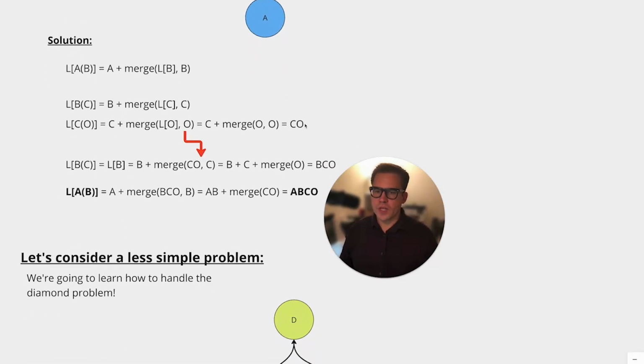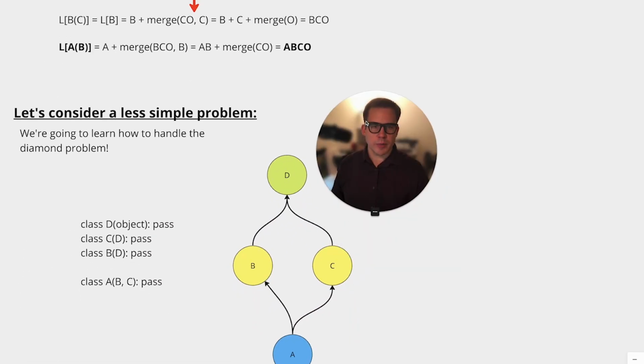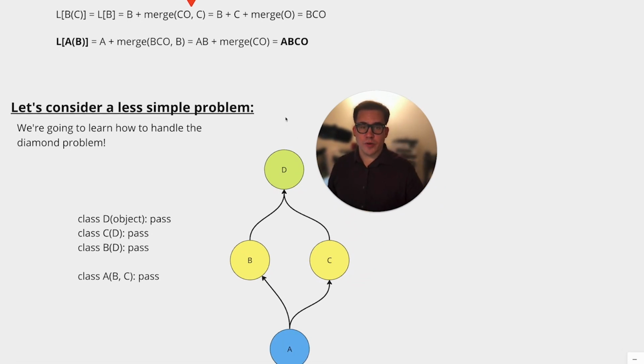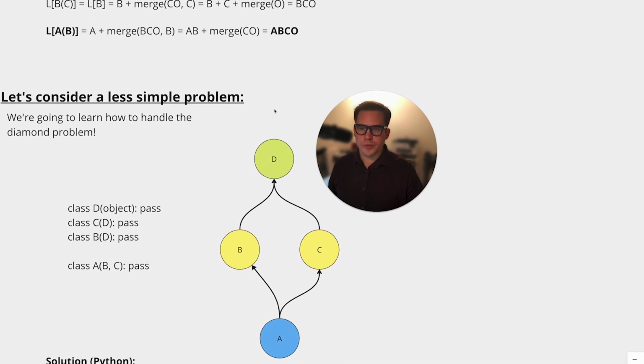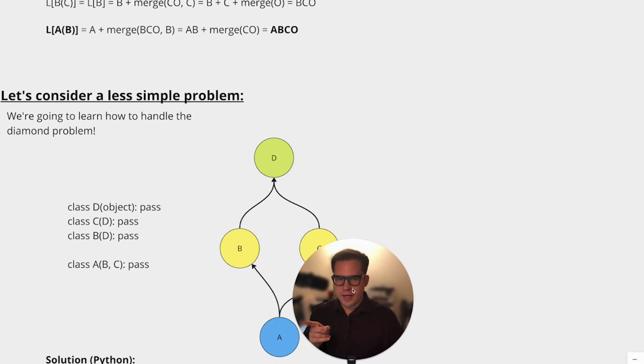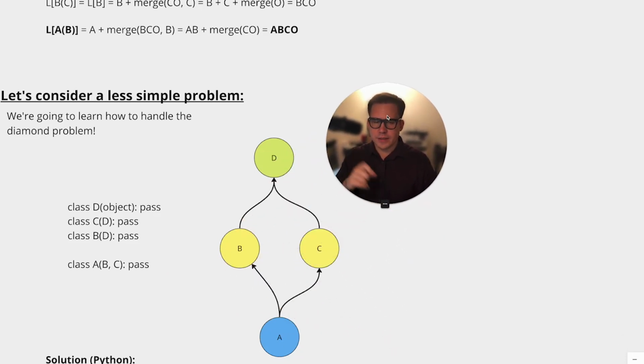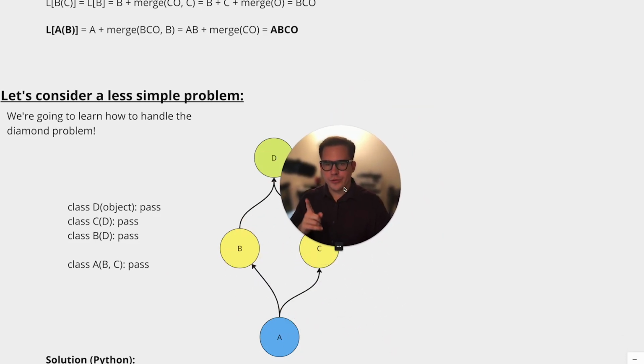Great. So let's consider a less simple problem. Well, we're going to learn to handle the diamond problem now. That's exciting. So in Solidity, if you ever see the diamond inheritance problem and you're having some issues with it, well, now you know how to resolve it after this example. So again, this time, we have A again, but this time it inherits from B and C, and each of these inherit from D. So the question is, how do you get to D first?